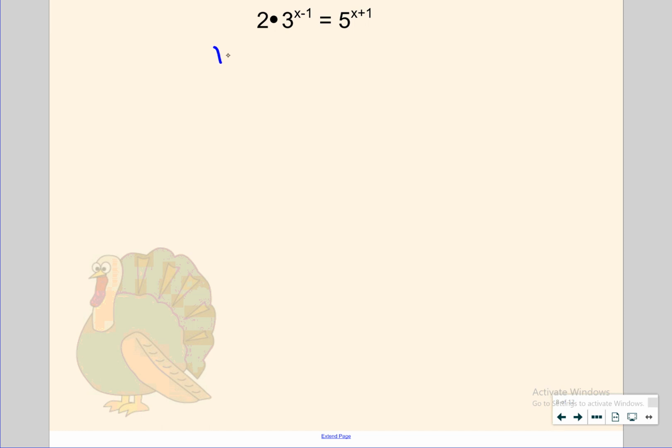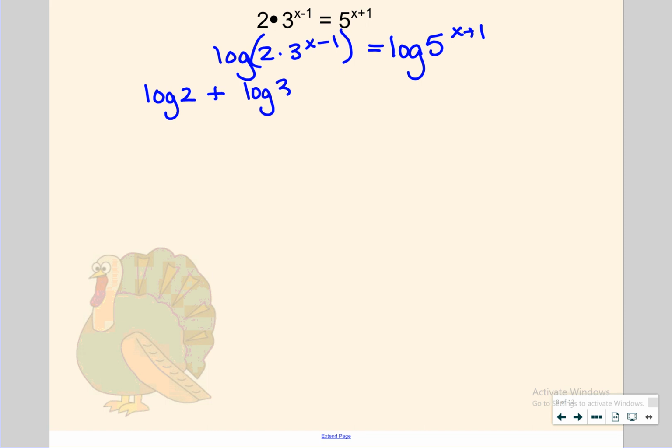So I'm going to take the log of both sides to start, because at least I have one base alone. That's all inside that log there. Equals log of 5 to the x plus 1. I can bring the one on the right down, but the one on the left I can't bring down yet because those terms aren't separated. So we're going to use one of our log properties. Our log property said if we have multiplication and I want to expand it, if I want to separate it, I can turn it into what operation? Addition. So I can make this log 2 plus log 3 to the x minus 1.